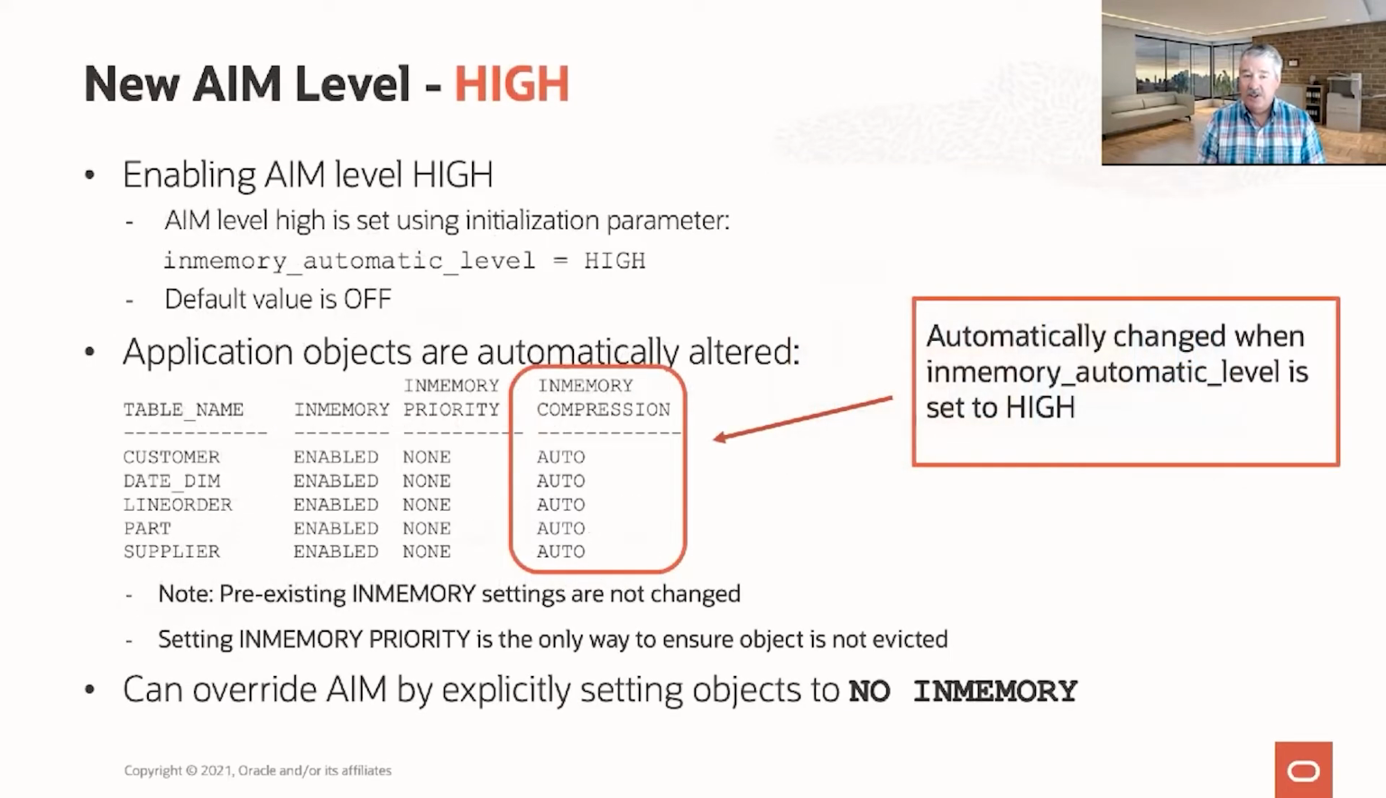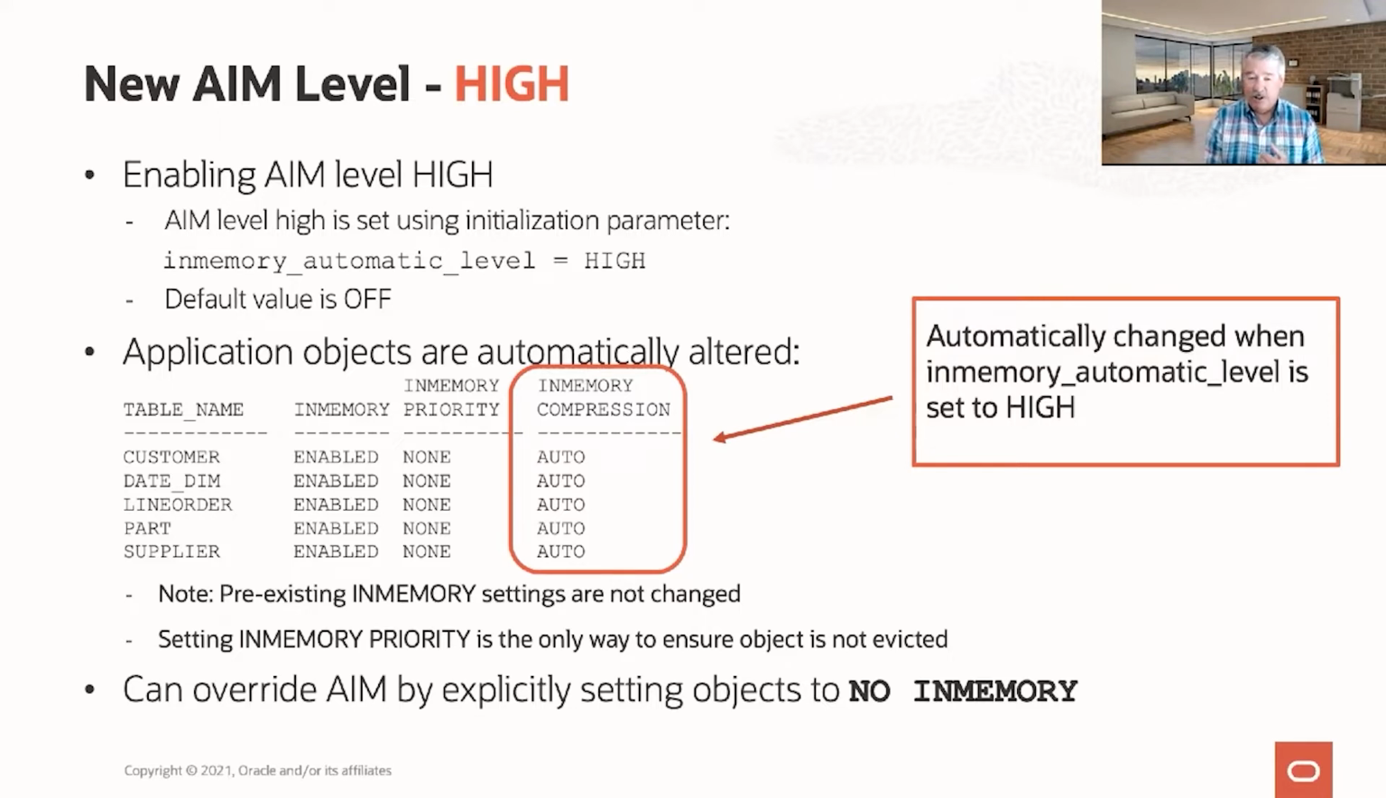And so once you set the in-memory automatic level High, as I said, we'll change the compression level to auto. Now, any pre-existing in-memory settings will not be changed. So that's good to remember, because if you've got certain things already set up, or you know that you want certain objects to always be in the column store, you can arrange that.